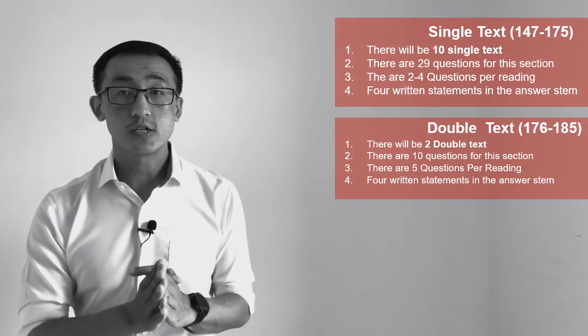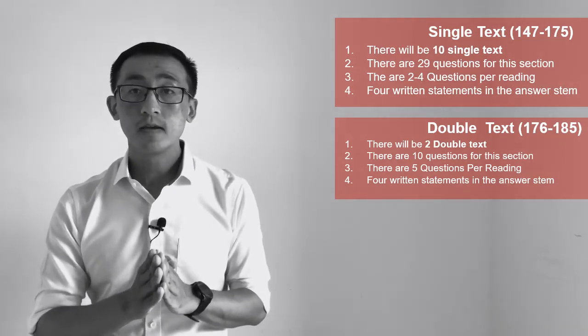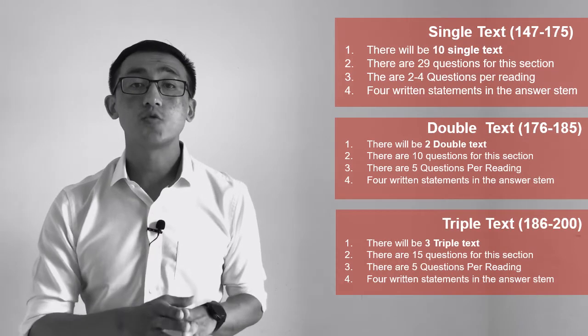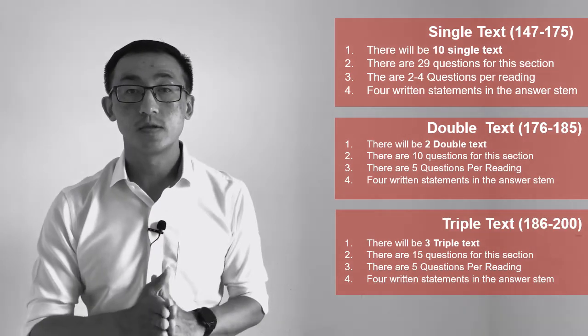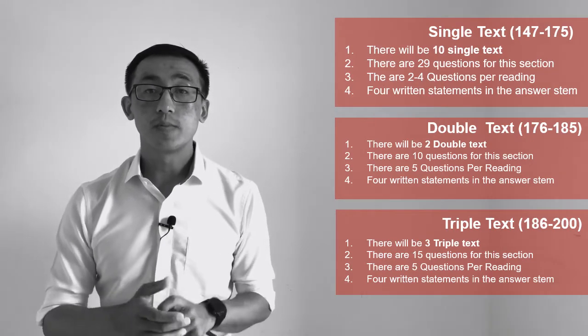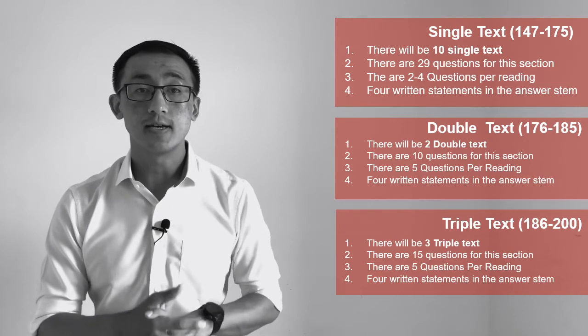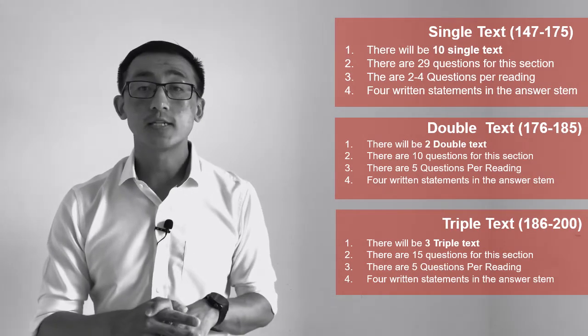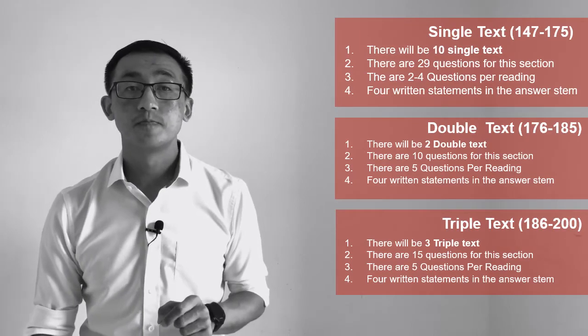In the third section, this is new. You will see a set of 3 passages, each with a set of 5 questions as well. This means there will be 15 items in the triple passages. There will be a few questions where you'll have to connect all 3 passages to find the answer. For each item, you will see 4 possible responses in the answer stem.